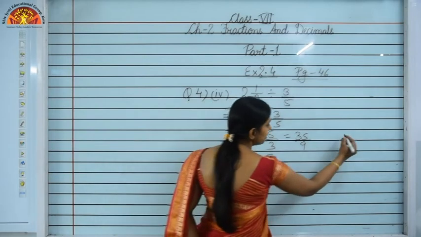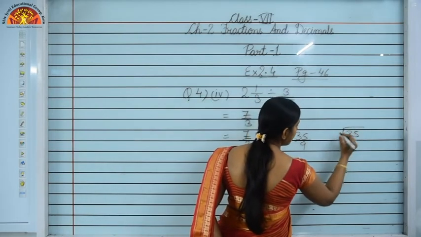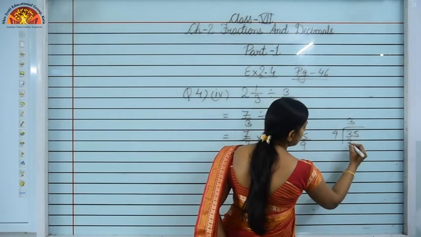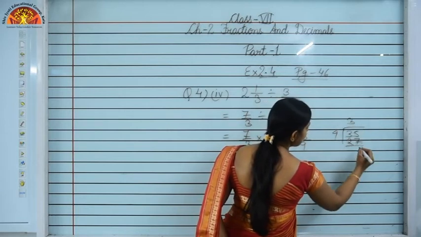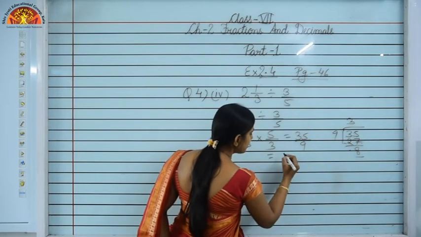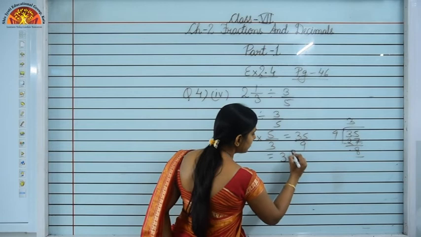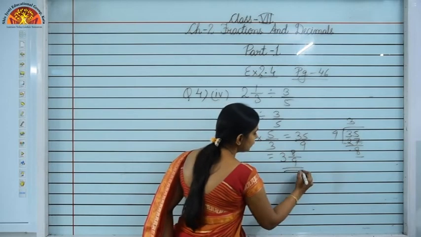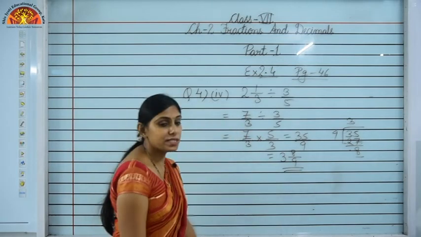So you can just change it, 35 divided by 9. So 9 3s are 27, 35 minus 27 is 8. So your answer is, that is quotient 3, remainder 8 and divisor is 9. So 9 3s are 27 and 27 plus 8 is 35. So 3 8/9 is your answer.